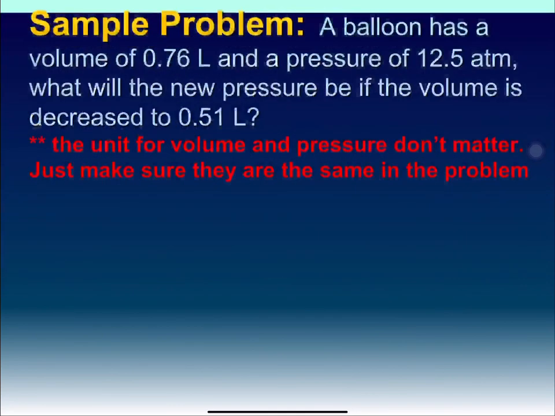So we got two examples to do. A balloon has a volume of 0.67 liters. So I know this is one volume, and a pressure of 12.5 atm. So these two go together, right? It was a balloon at this volume and at this pressure. What will the new pressure be? So I'm looking for P2. What will the new pressure be if the volume is decreased to 0.51? Well, this means that's our new volume, V2.